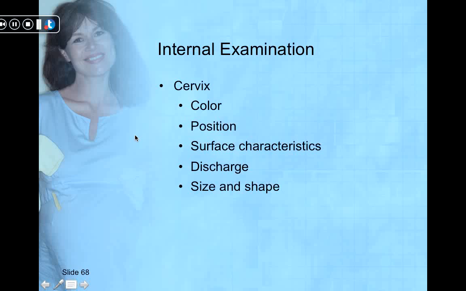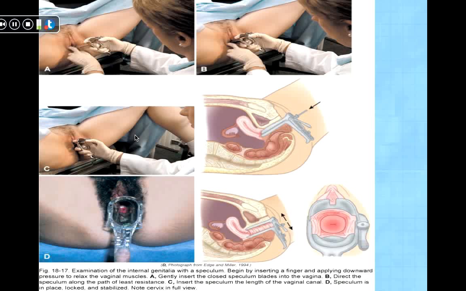Looking at the anus, the colors, do they have any skin tags, do they have any warts, do they have any hemorrhoids, scarring, excoriations. Looking at the color of the cervix, the position of it, their surface characteristics, any discharge, the size and shape, is it nulliparous or parous in appearance.